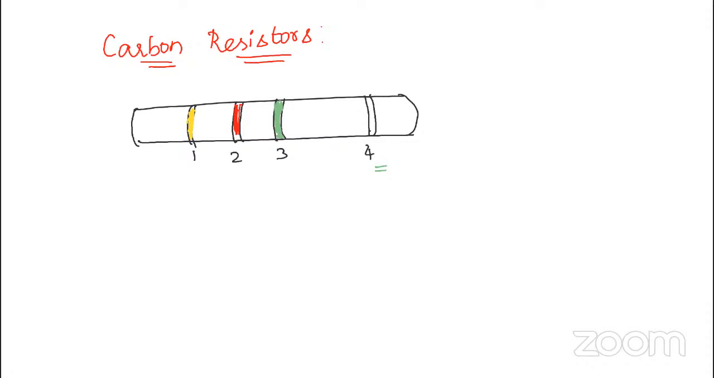So it is having one simple formula. Okay, here the resistance value should be equal to the first color and the second color, which is multiplied by 10 power of third color, plus or minus fourth one, into ohms. So that is the simple formula for finding the resistance based on colors.